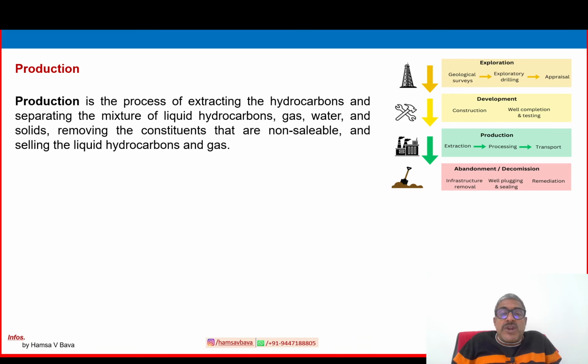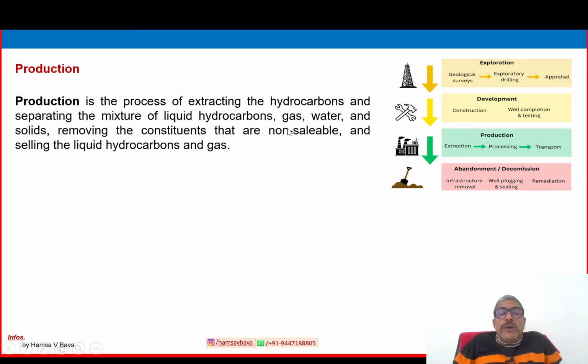Production is the process of extracting the hydrocarbons and separating the mixture of liquid hydrocarbon, gas and water, primarily oil, gas, water. These three compounds are coming from the subsurface, so we have to separate them and convert them into value added products like gas or treated crude oil, etc. And water we have to inject back into the reservoir again after treatment, effluent water, with maximum removal of crude oil from water, etc. Various processes are there, which we will discuss in detail at a later stage.